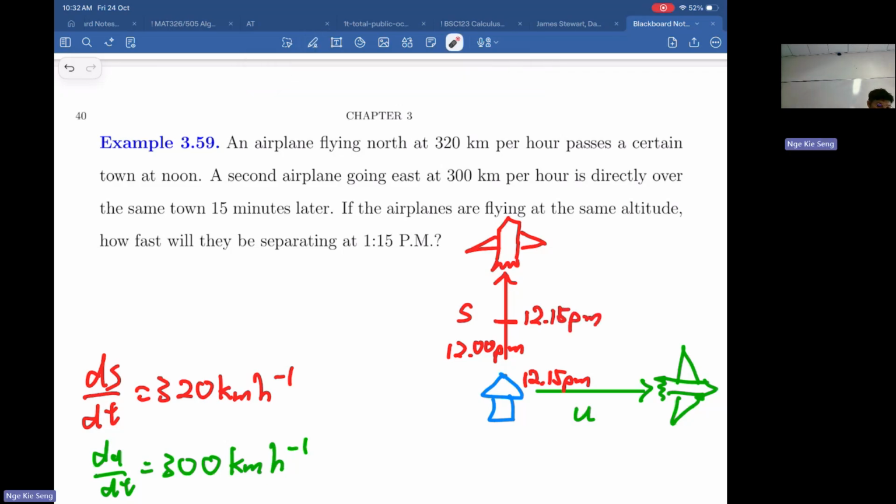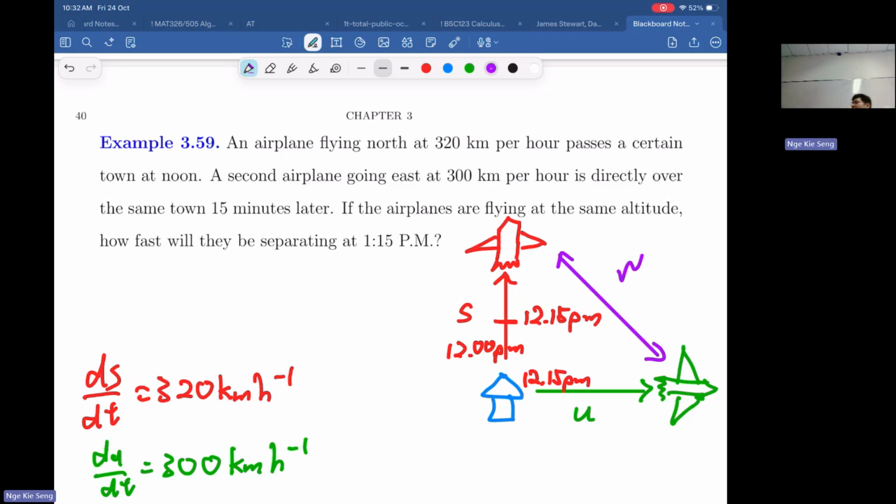If you can imagine the motion, you will keep going up to the north for the red one and the green one to the east. Now the question is, if the airplanes are flying at the same altitude, so on the same plane, meaning the same floor, how fast will they be separating at 1:15 p.m.? So what does it mean by separating here? Again, the direct distance. The separating distance is this distance here. So let's call it W.